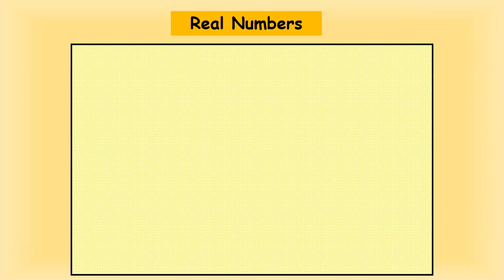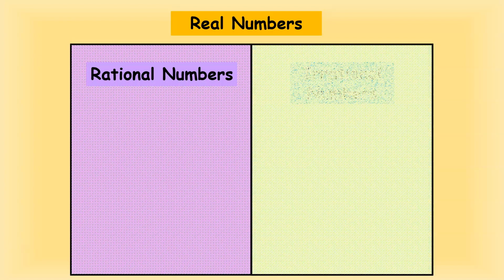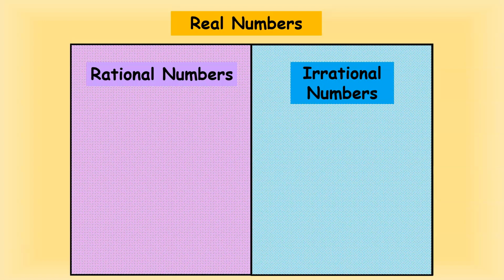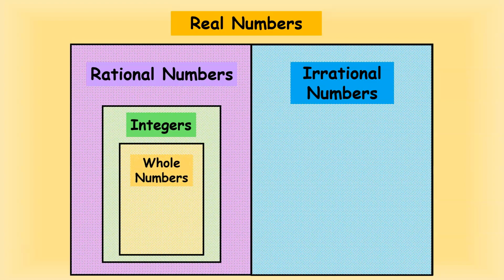Now, let us consider a diagram to see what we have learned today. So first of all, we have the set of real numbers. Now this set can be split into two parts. The first part is the set of rational numbers, and the other part is the set of irrational numbers. Now in that set of rational numbers, we have the set of integers. This is because all integers are rational numbers. Within the set of integers, we have the set of whole numbers. This is because all of the whole numbers are integers. And within that set of whole numbers, we have the set of natural numbers. This is because all natural numbers are whole numbers. So this diagram represents the classification of all real numbers.